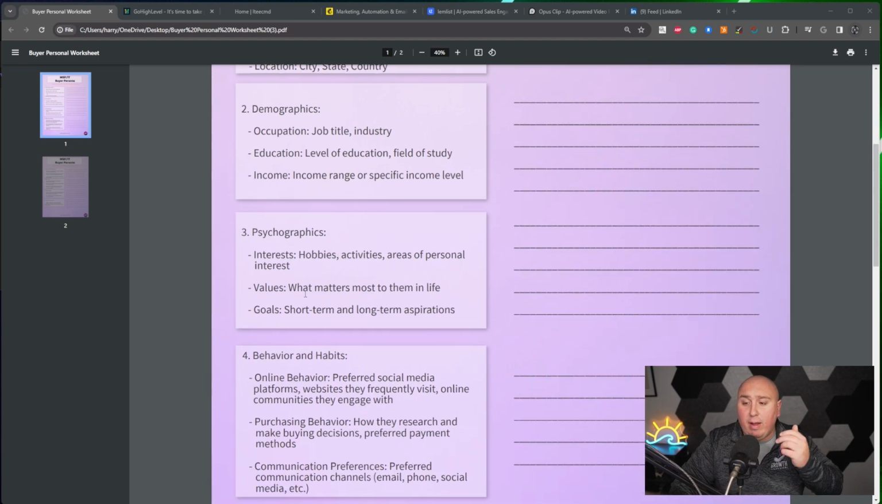Education levels, psychographics, values. What do they actually value? Is it peace of mind? Is it having a good quality of life? All of these things actually matter.